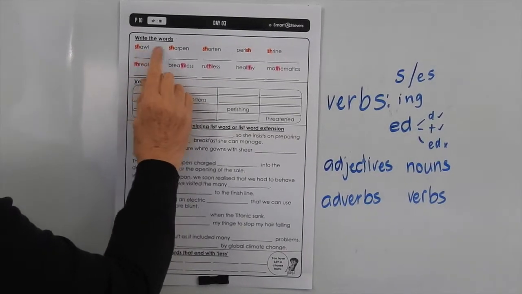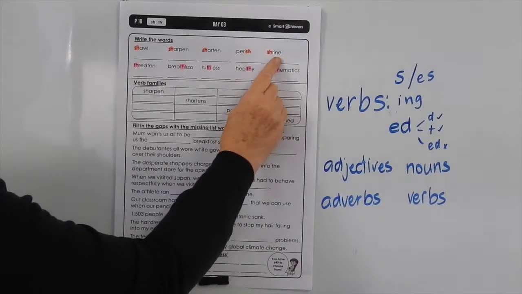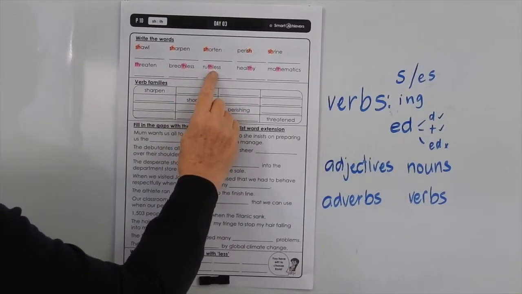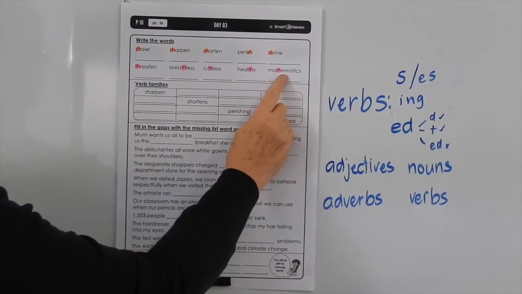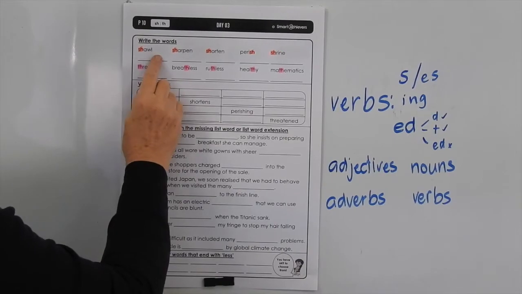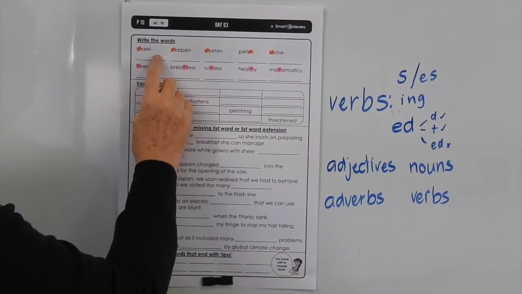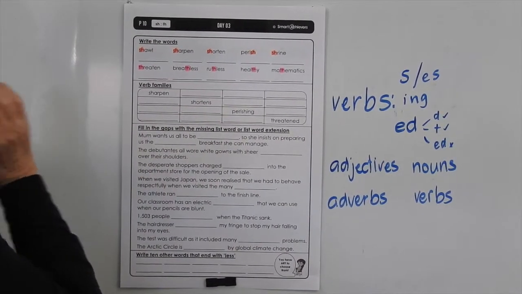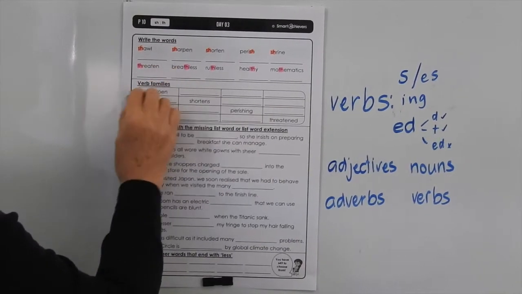Our words are shawl, sharpen, shorten, perish, shrine, threaten, breathless, ruthless, healthy, mathematics. Don't forget to cover the words before you write them and to check them when you finish to make sure that you've spelt them correctly. If you've made a mistake, rub it out and do it again.